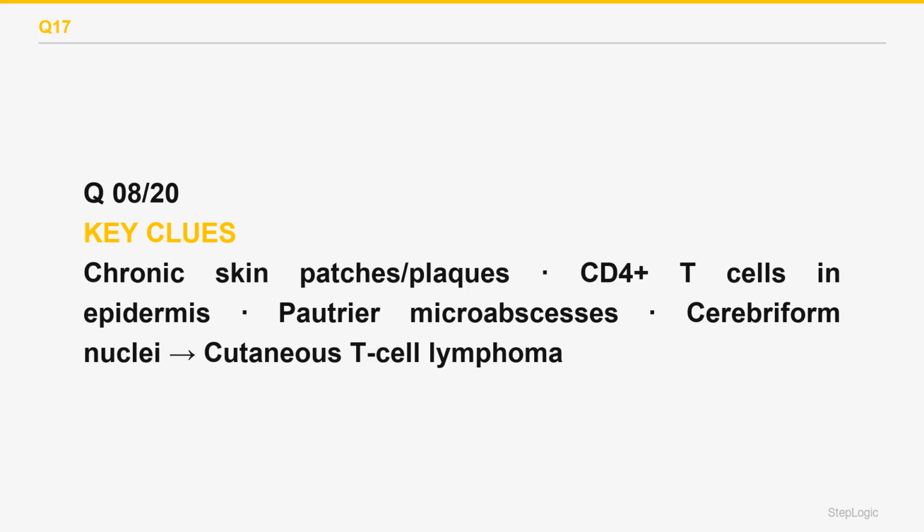It progresses slowly through stages over years: flat patches, then raised plaques, then nodular tumors, often itchy and mimicking eczema or psoriasis early on. The diagnostic histology shows the atypical T cells infiltrating the epidermis and clustering into Pautrier microabscesses. When the malignant cells spread into the blood, producing circulating atypical lymphocytes with characteristic cerebriform, brain-like grooved nuclei, the Sézary cells, with diffuse erythroderma, it is called Sézary syndrome.